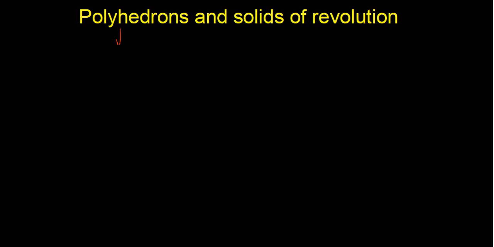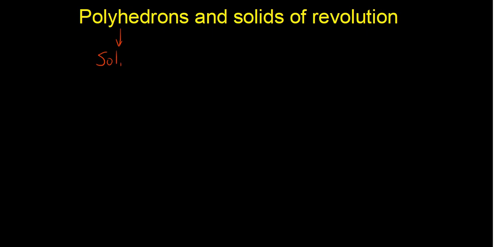So let's start by talking about polyhedrons. We already know what polyhedrons are. These are solid figures that are enclosed by polygons, right? Polygons. So when we talk about polygons, we talk about two-dimensional figures with only straight sides, okay? No curves, no circles, no semicircles.